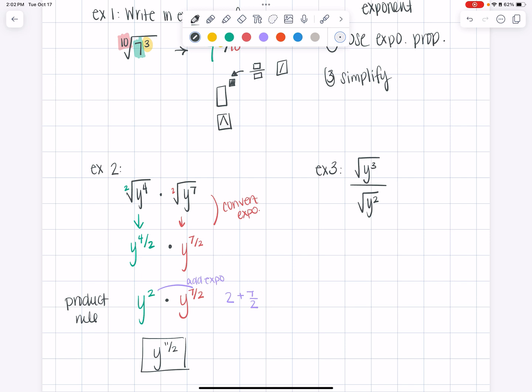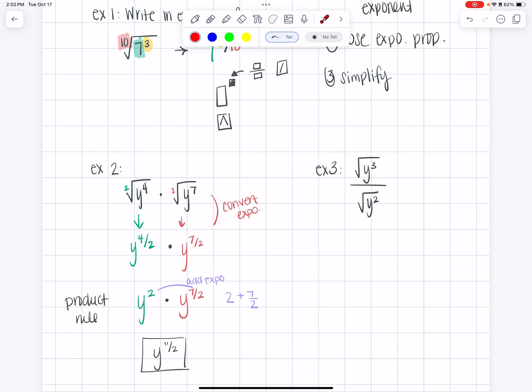If it would simplify, make sure you simplify it, but you do not need to rewrite it with the radical symbol, with the square root, cubed root, that symbol.